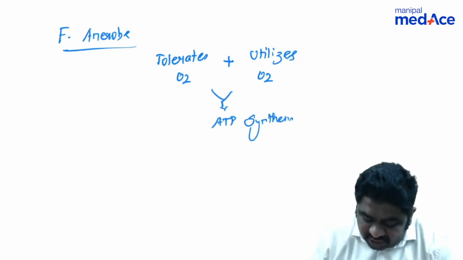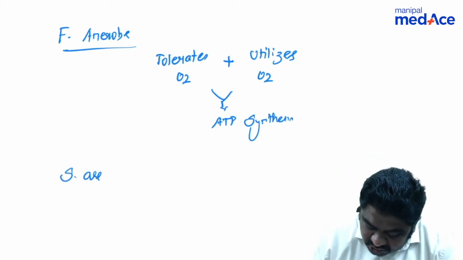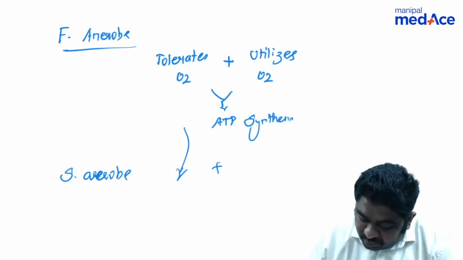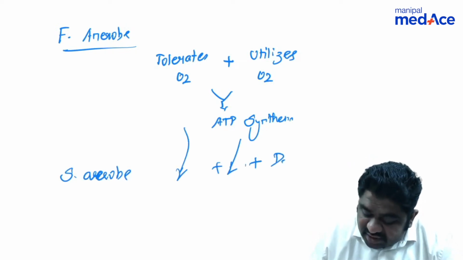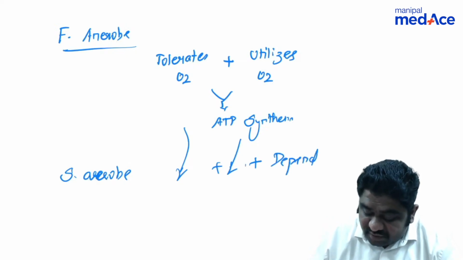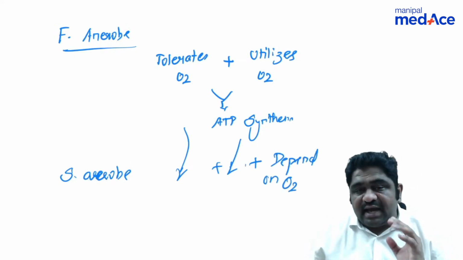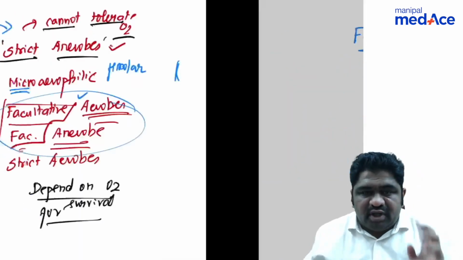Now, what about strict aerobe? Strict aerobe is somebody who can tolerate oxygen, utilize oxygen, and depend on oxygen for survival. Now, what exactly chemically tells them which organism is which?